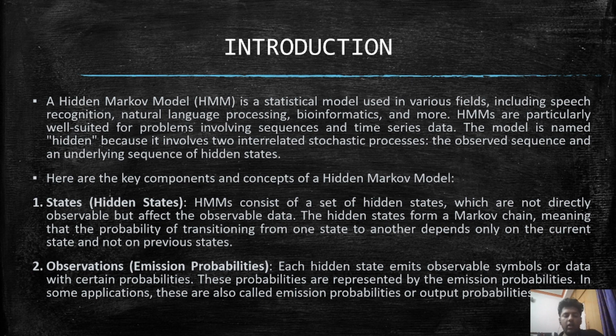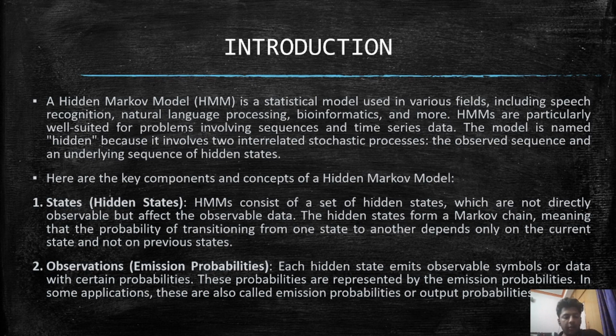And here are the key components and concepts of a hidden Markov model. First one being states, that are the hidden states. HMMs consist of a set of hidden states which are not directly observable but affect the observable data. The hidden states form a Markov chain, meaning that the probability of transitioning from one state to another depends on the current state and not on the previous states.